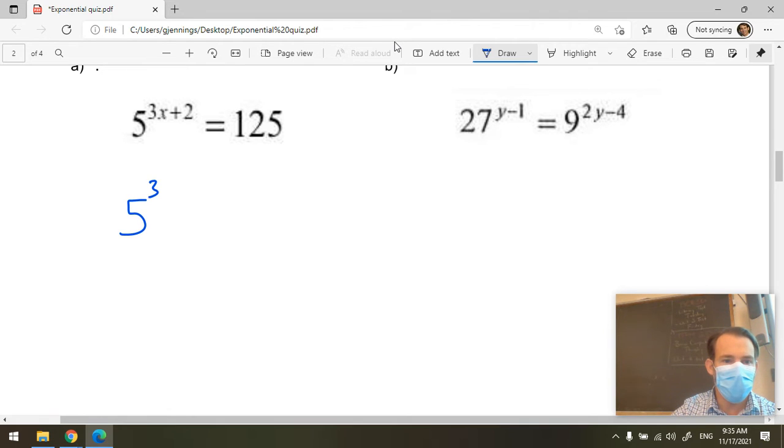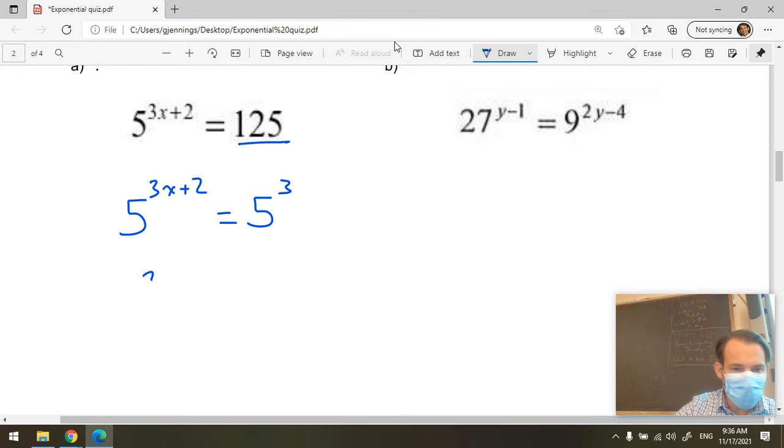5 to the 3x plus 2. X is an unknown. There's one unknown in this equation. This is equal to 125. Well, I can write 125 as 5 to the 3. Prove it to yourself. 5 times 5 is 25. 25 times 5 is 25 times 4 plus 1. 25 times 4 is 100. 25 times 1 is 25. 100 plus 25 is 125. There it is. So that's how I do 5 to the 3 in my head. I know, it's just easier ways.